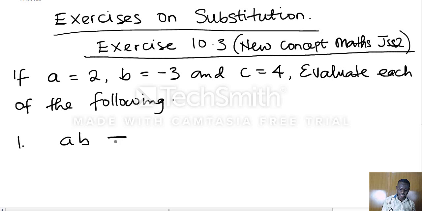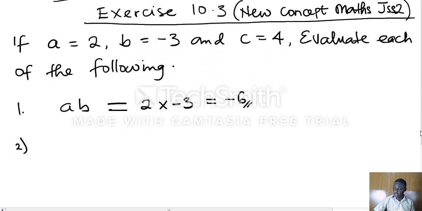Question 1 says AB, that is A times B. So if A is given as 2 and B is said to be -3, what will be AB? That will be 2 times -3. And 2 times -3 can be said to be -6.